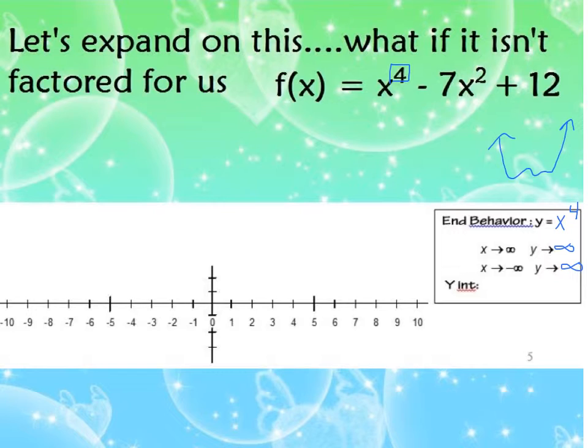And as far as a y-intercept, again, it's easier to put it in this format. If you plug 0 in for x, you get 0 minus 0 plus 12. So the y-intercept will be 12. All right, so let's figure out where those zeros are going to be, and we have to factor this to figure that out.